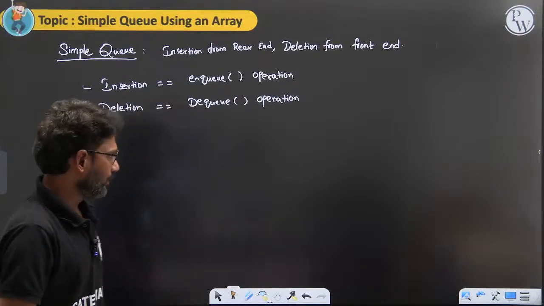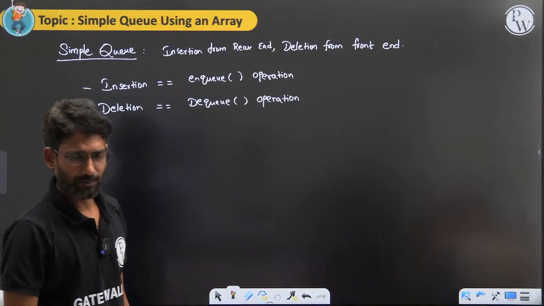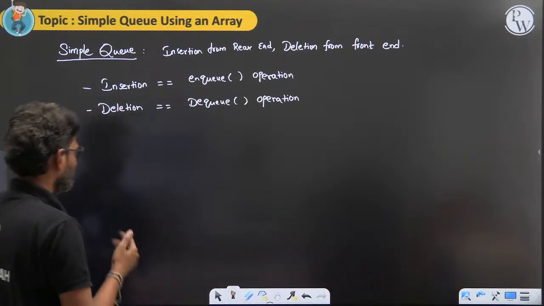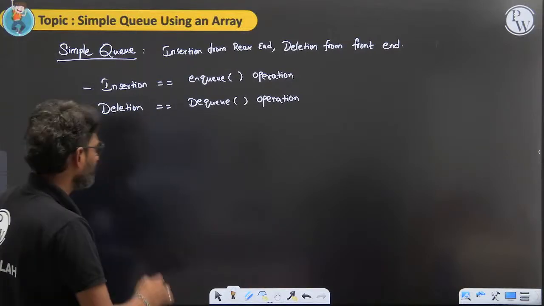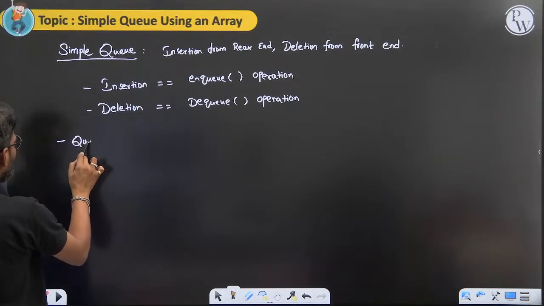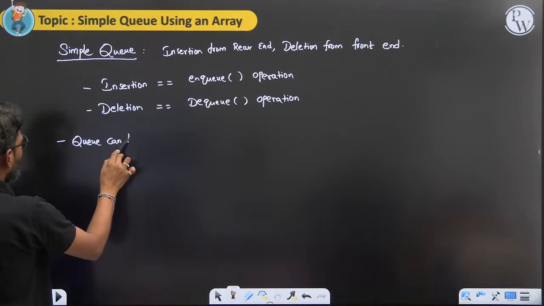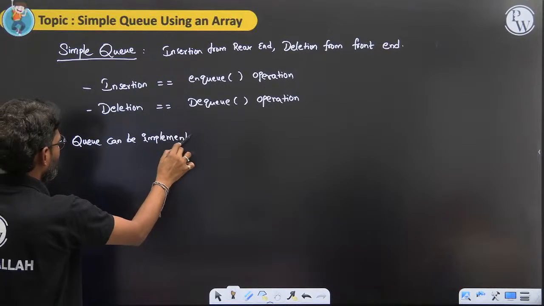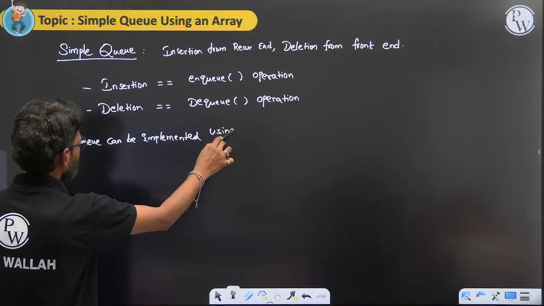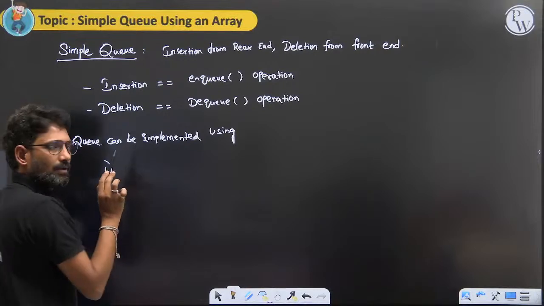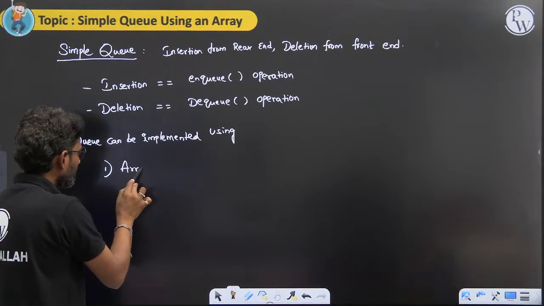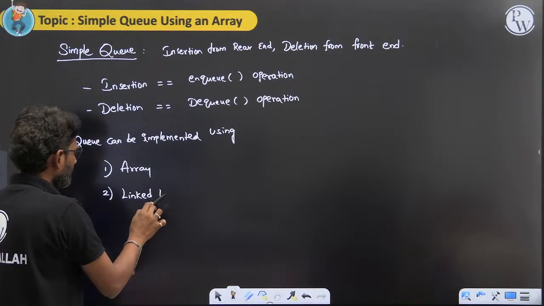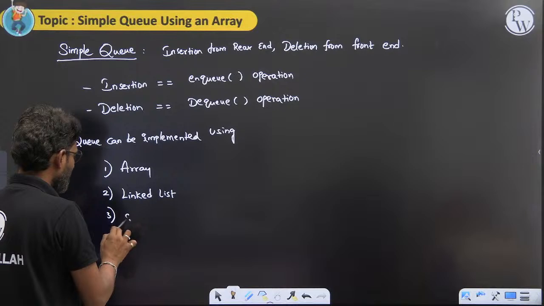Okay. So now before we go for the implementation, what are different possibilities to implement any queue? Need not be simple queue, any queue. Queue can be implemented in three ways. Queue can be implemented using either an array or linked list or stack.